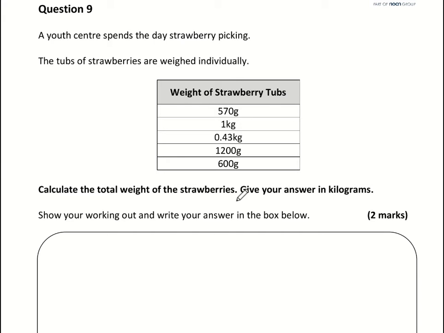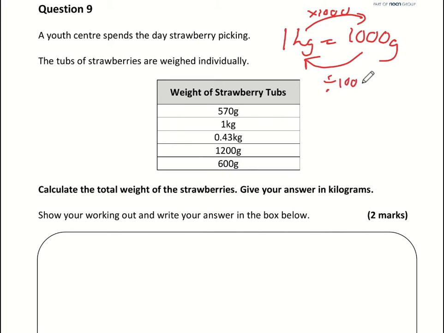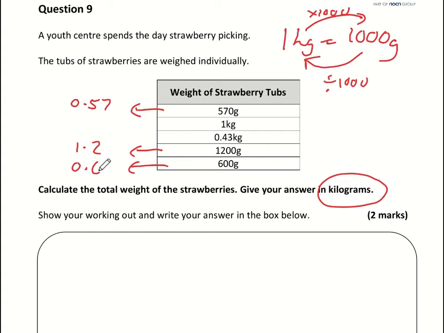So what makes this question slightly irritating is the fact that we've got a mixture of grams and kilos. So we need to remember that 1 kilo is 1,000 grams. So if we're converting from kilos into grams, we are multiplying by 1,000. And if we're going from grams to kilos, we are dividing by 1,000. Now, since we're giving an answer in kilograms, to me it makes sense to convert the gram measurements into kilos. So dividing these by 1,000, we get 0.57, 1.2 and 0.6.